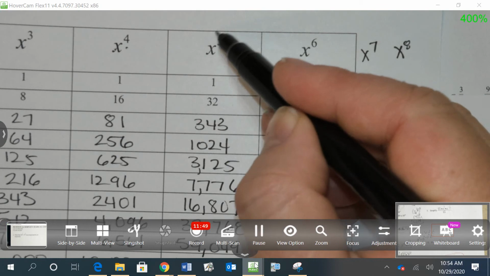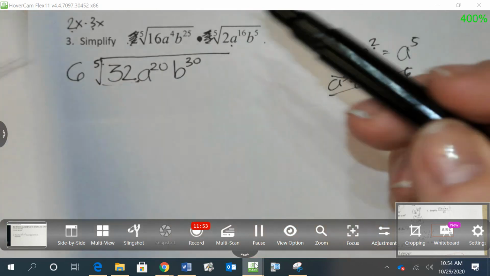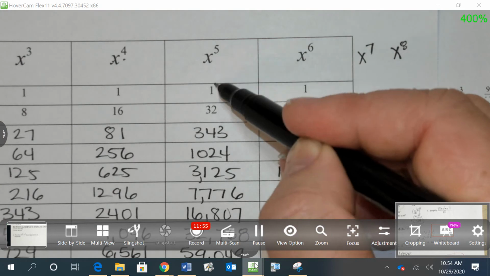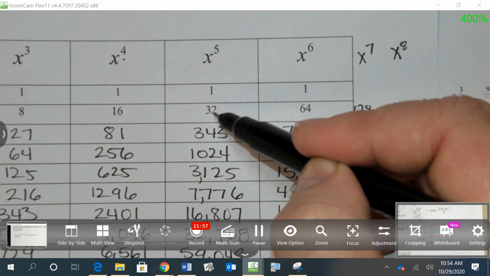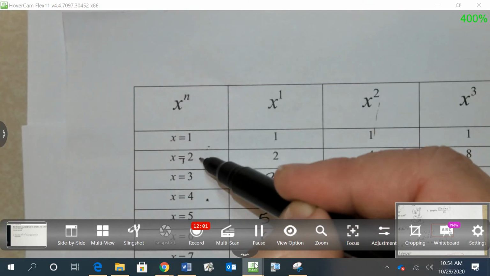So x to the 5th, again, why did I choose the 5? Because the nth root was 5. And I want to go down to see, do I see a 32? And if I do, okay, that means I can evaluate this and get a nice pretty answer, and the answer is 2.